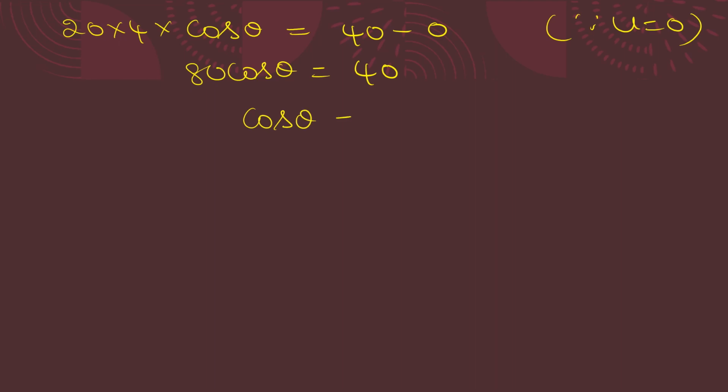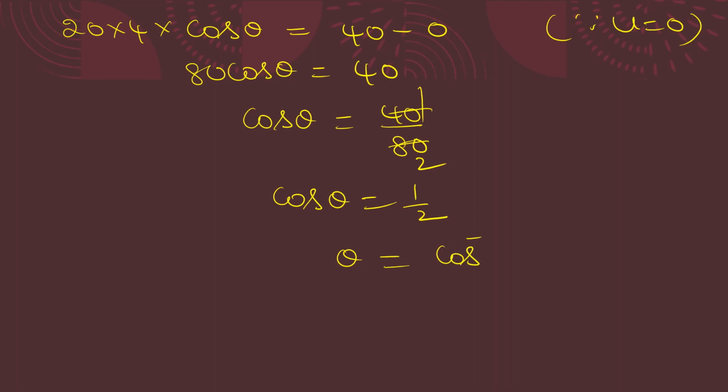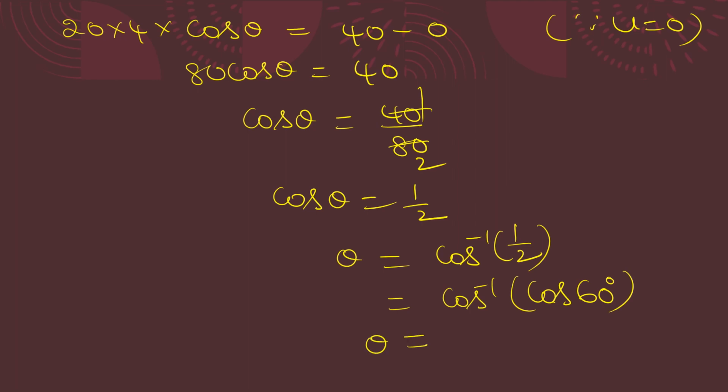So from this cos theta is equal to 40 by 80. 4 ones are 4, 4 twos are 8. So cos theta is equal to 1 by 2. Or theta is equal to cos inverse of 1 by 2. So cos inverse of 1 by 2 can be written as cos 60 degrees. Theta is equal to cos inverse of cos theta, theta. So here theta is nothing but 60 degrees. Therefore theta is equal to 60 degrees. This is the angle. Okay. Now we will go to the next question.